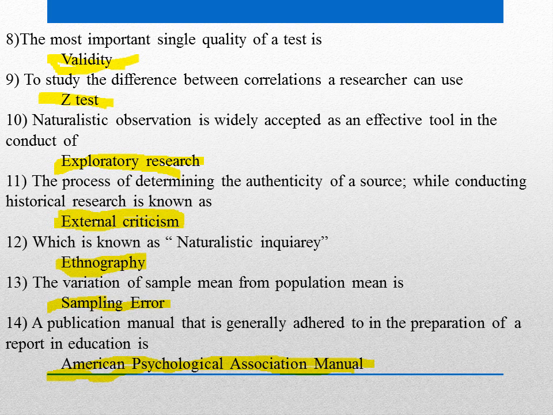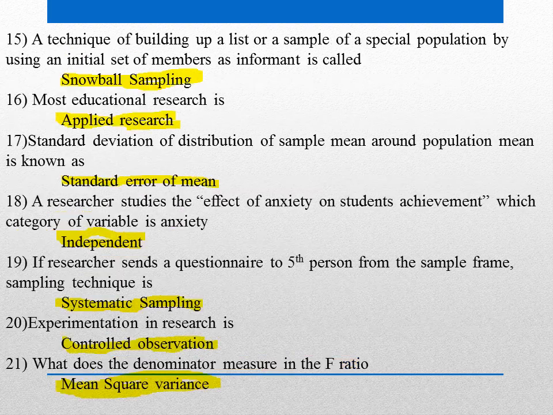Next, a publication manual that is generally adhered to in the preparation of a report in education is American Psychological Association Manual. A technique of building up a list or a sample of a special population by using an initial set of members as informant is called snowball sampling.